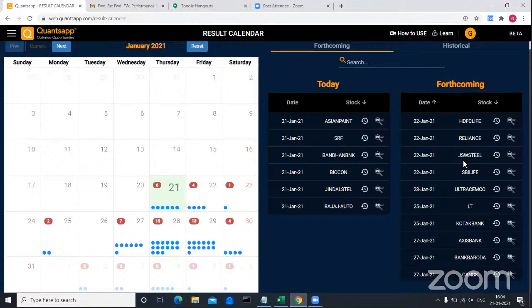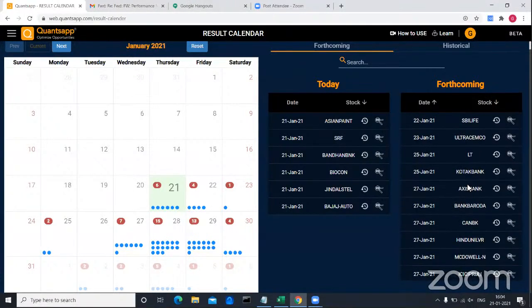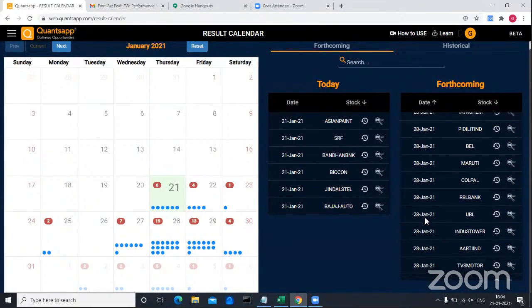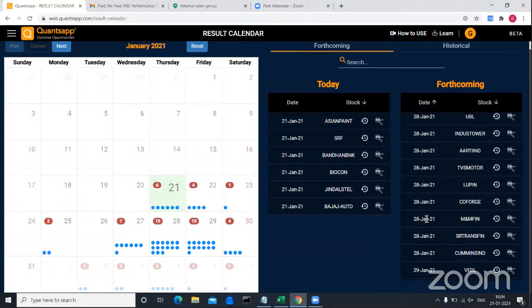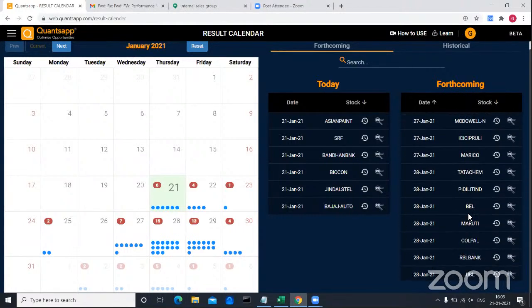Further down, you can see a series of banks like Kotak, Axis, Bandhan, Can Bank announcing between the 25th and 27th. It is a mixture of all, with some NBFCs in between, as we have seen. So this is one of the tools where you can see which results are upcoming.